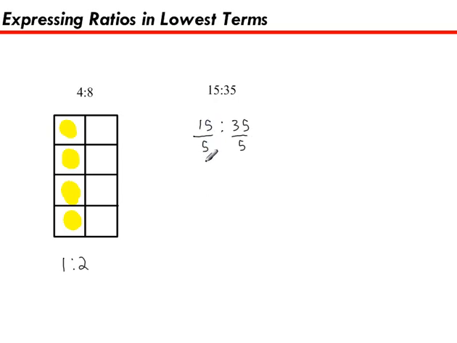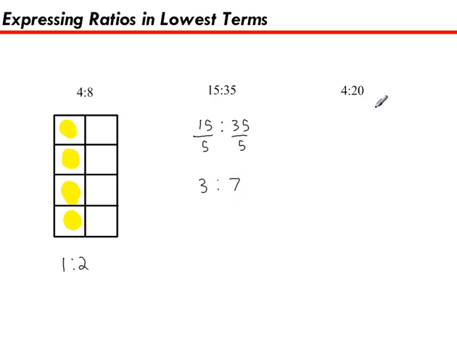15 divided by 5, well, that's 3. And 35 divided by 5, that's 7. Now I can't go any further. There's no other number that I can divide nicely into both 3 and 7. So this is in lowest terms.